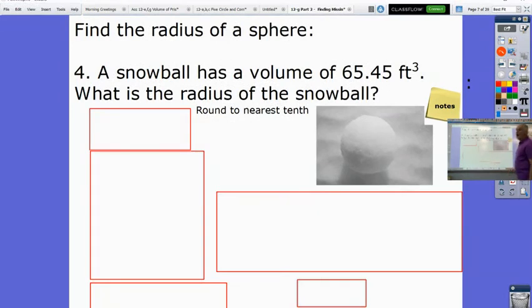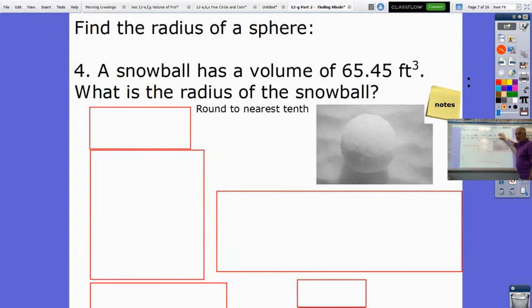All right, so finally, what about the sphere? So a sphere has only one measurement associated with it, the radius. So if I give you the volume of a sphere, calculate the radius. There are no other dimensions for the sphere, there's just radius. So the volume of this snowball, clearly a spherical snowball, 65.45 cubic feet. What is the radius of the snowball?